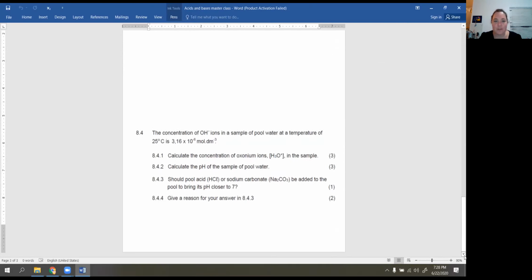We're going to finish off with this question here. The question says the concentration of hydroxide ions in a sample of pool water at a temperature of 25 degrees Celsius is that much. The first question, for 3 marks, is to calculate the concentration of the oxonium ions. You're used to hearing these as hydronium instead. So you're asked to calculate the concentration of the hydronium ions in the solution. I'm going to quickly pause my sharing and give you a chance to work this out. Go for it.